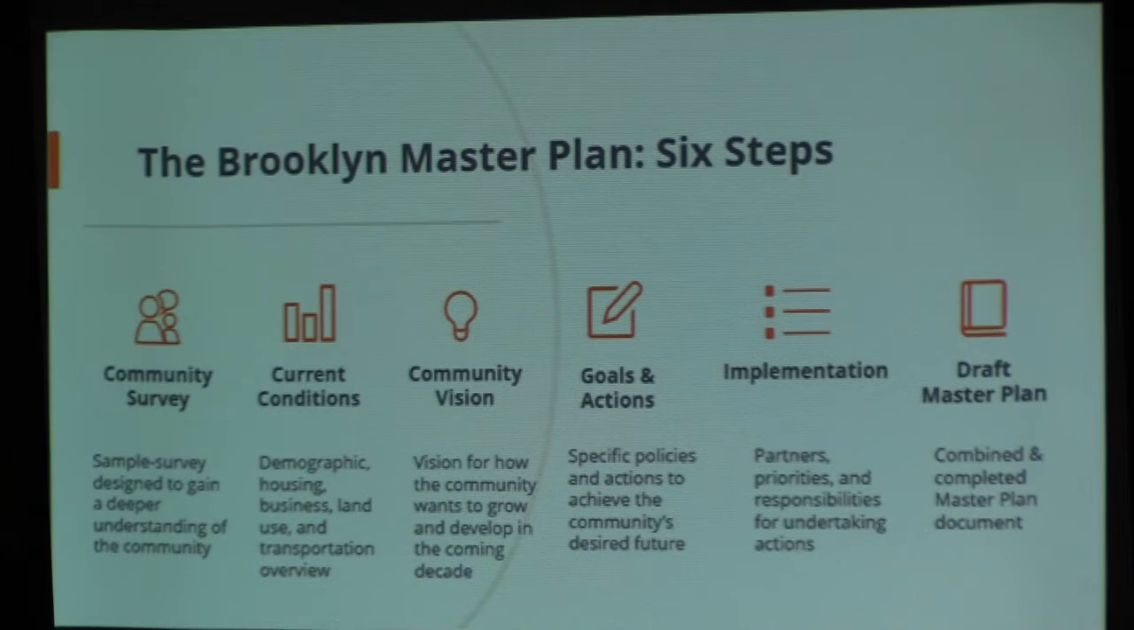The Brooklyn Master Plan had 6 steps. The first 2, the community survey and current conditions, were done somewhat concurrently. We reached out with a community survey to gauge what the community thinks of itself. What are some of their thoughts and opinions on the community? What is important to them? But we also looked at demographics, housing, economic development, and transportation issues, just so that we could get an understanding of what the major issues are in Brooklyn.